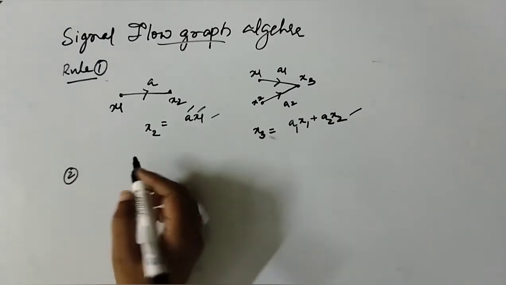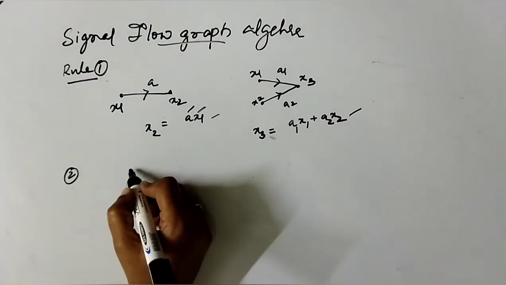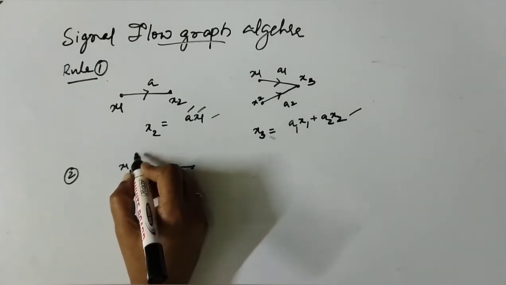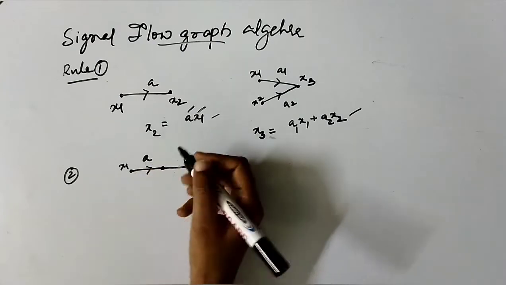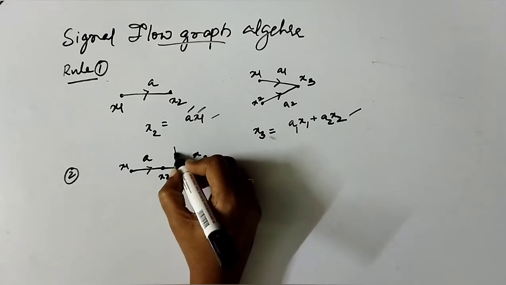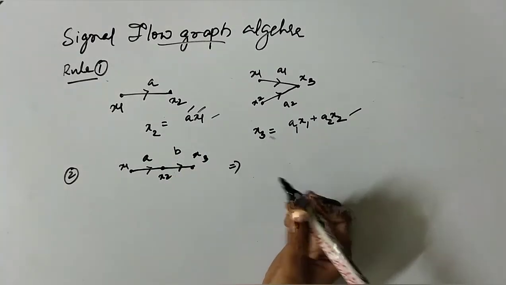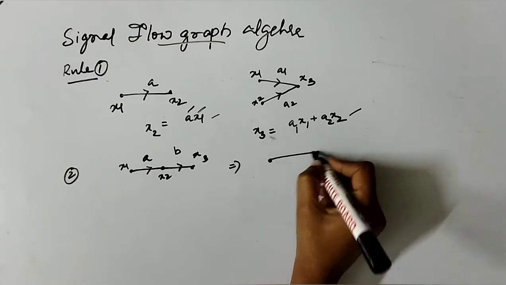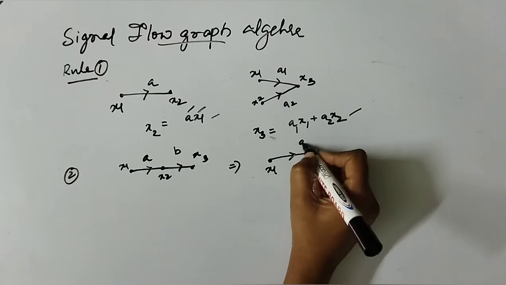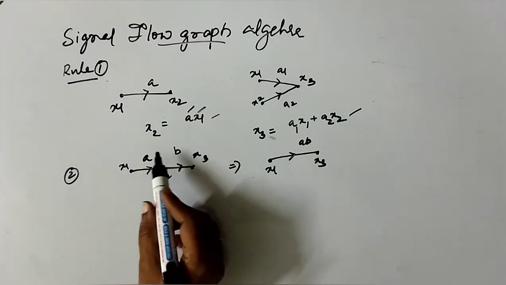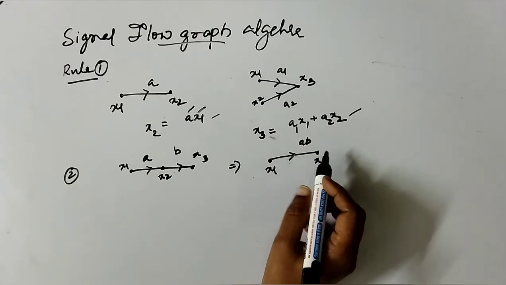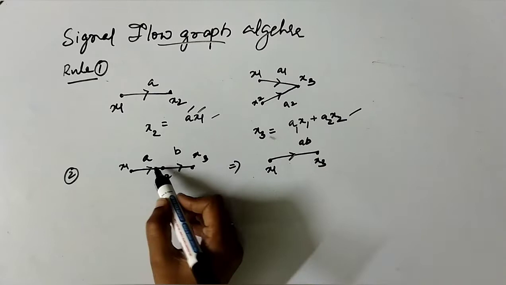Now the second rule. If we have cascaded branches, for example, x1, with gain A, node x2, and x3 with gain B, this can be simplified as x1 to x3 with the product A B. So cascaded branches can be combined to give a single branch where the gain is equal to the product of the individual branch gains.